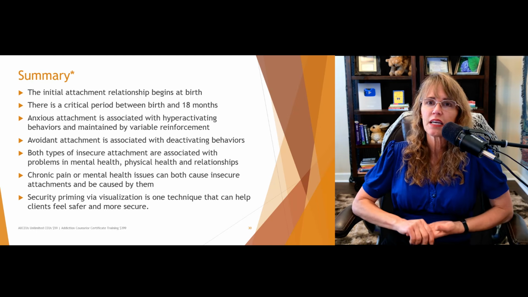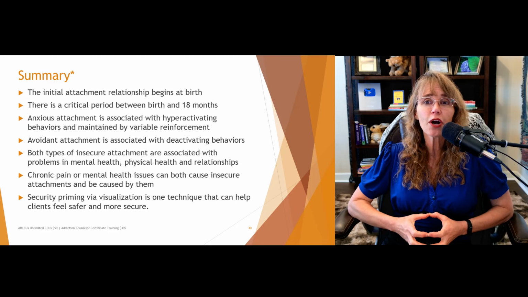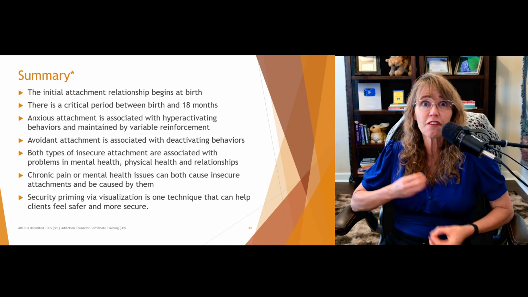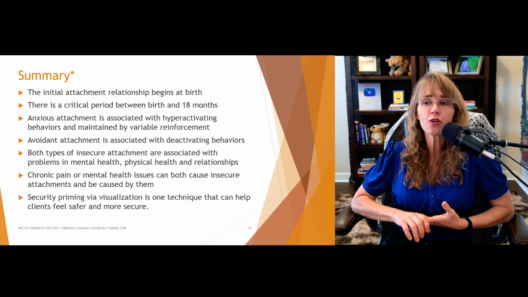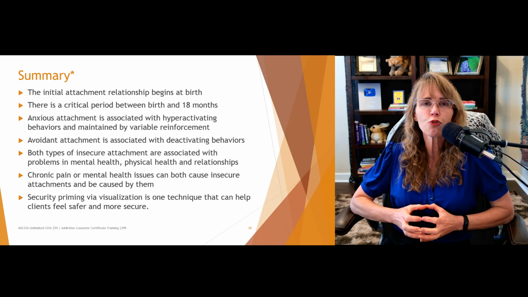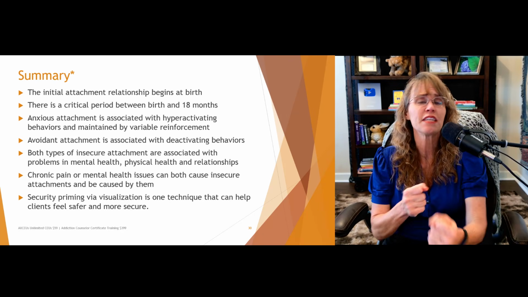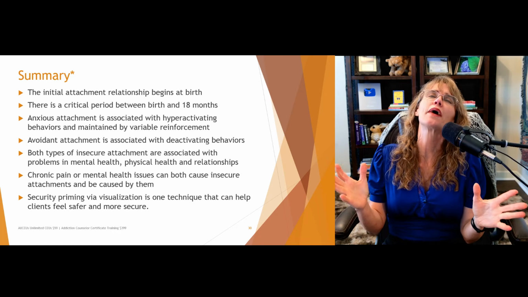event. In attachment, the initial attachment relationship begins at birth, and there's a critical period between birth and 18 months where the child develops a sense of trust. Anxious attachment is associated with hyperactivating behaviors and is maintained by variable reinforcement. So the person keeps trying to get that caregiver's love and attention because every once in a while it works. And when it works, it's like, oh my gosh, that feels so good.